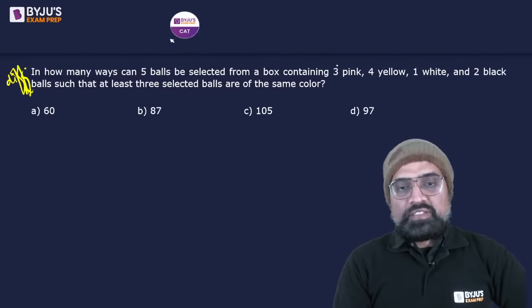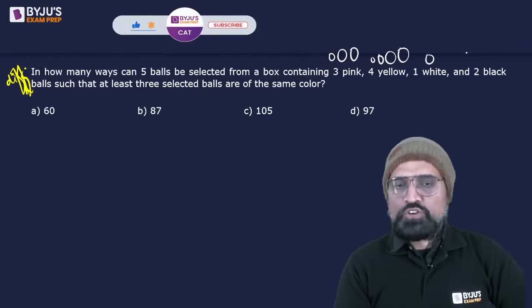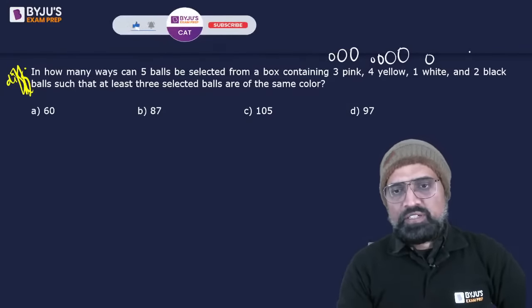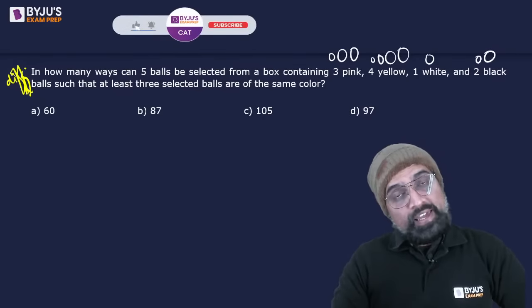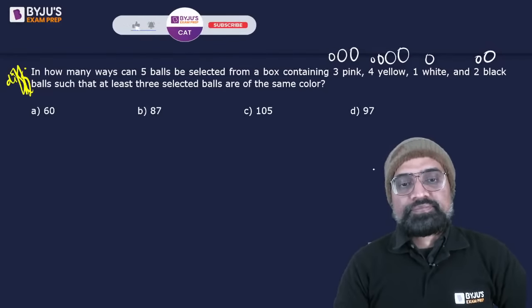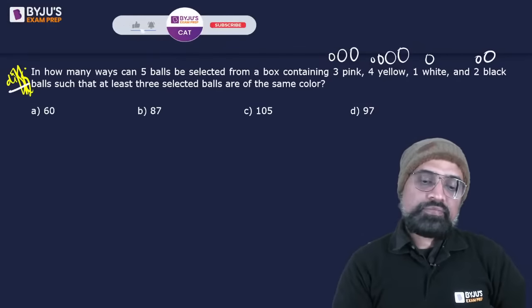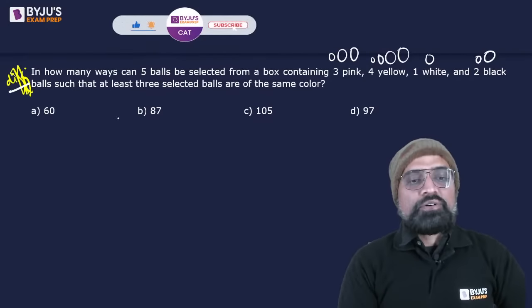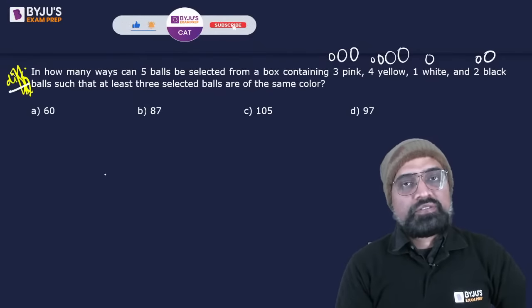Now these 3 pink colored balls, they are of different sizes. 4 yellow colored balls, they are of different sizes. 1 white, doesn't matter, it is single. 2 black, different sizes. So black is of course different from white, and even the black balls are of different sizes. How do we know that? Because of the word different here. Now, we need to select at least 3 balls of the same color, right?